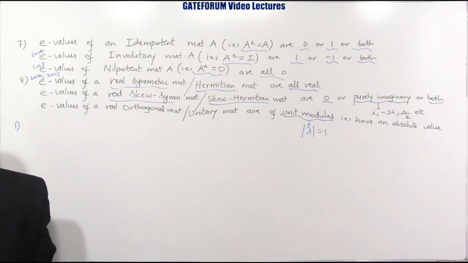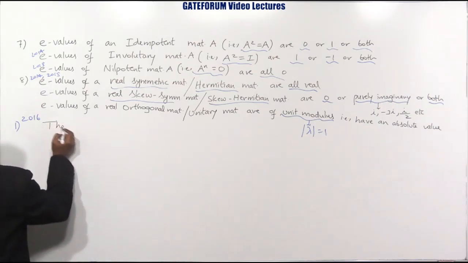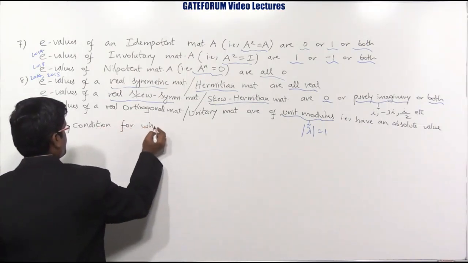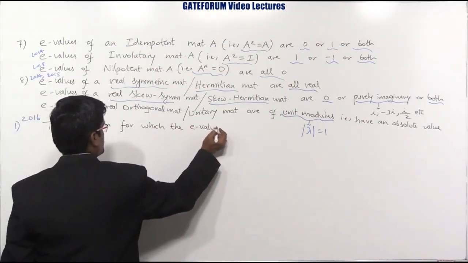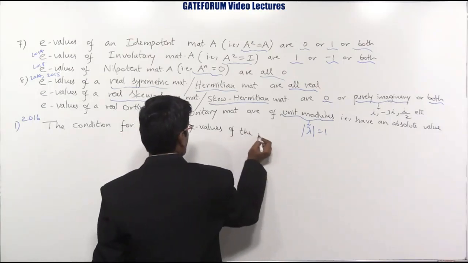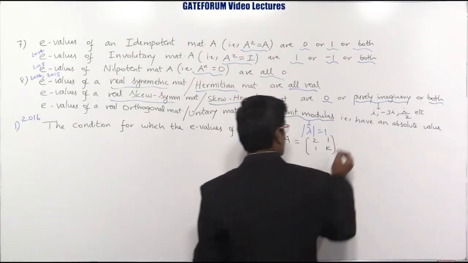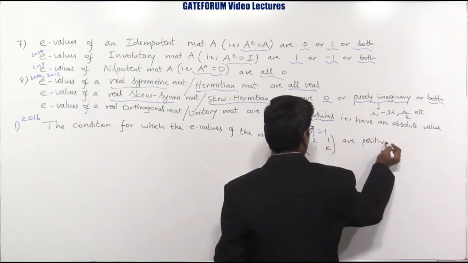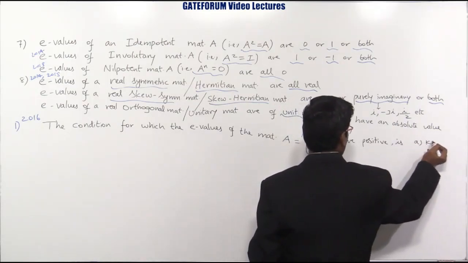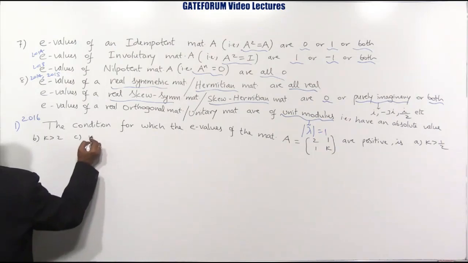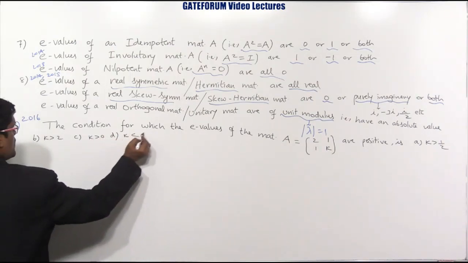Example 1 (2016). The condition for which the eigenvalues of the matrix A = [2, 1; 1, k] are positive, is: A, k greater than half; B, k greater than 2; C, k greater than 0; D, k less than half.